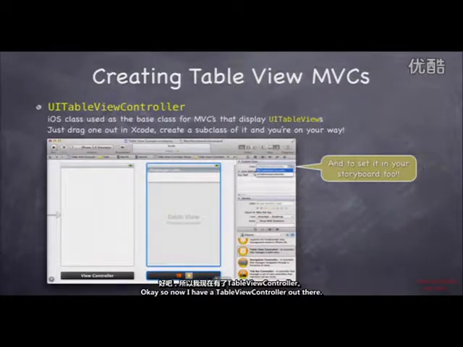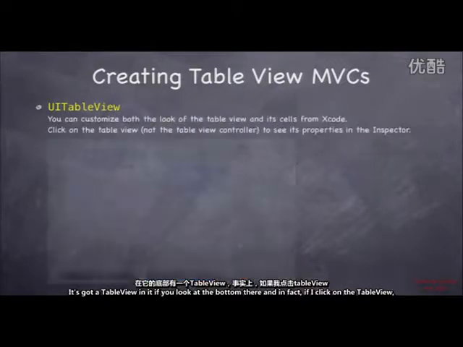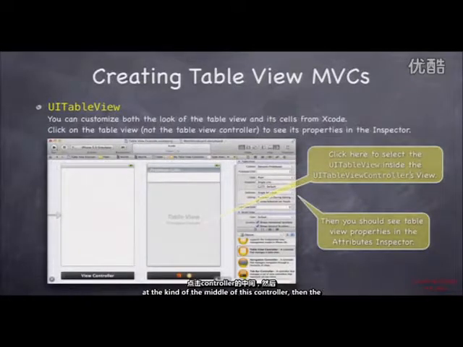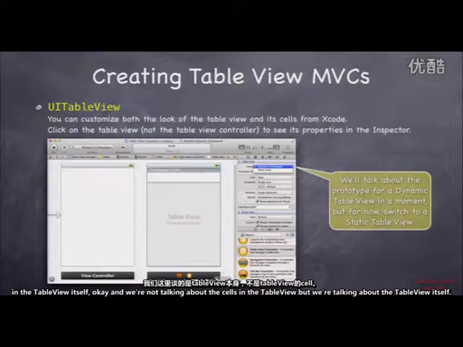Okay, so now I have a table view controller out there. It's some custom subclass of UI table view controller. It's got a table view in it if you look at the bottom there. And if I click on the table view in the middle of this controller and move to the attributes inspector, I'll be inspecting the table view. So you should see the table view attributes right there. There are some interesting attributes to set in the table view itself. We're not talking about the cells in the table view, but the table view itself.